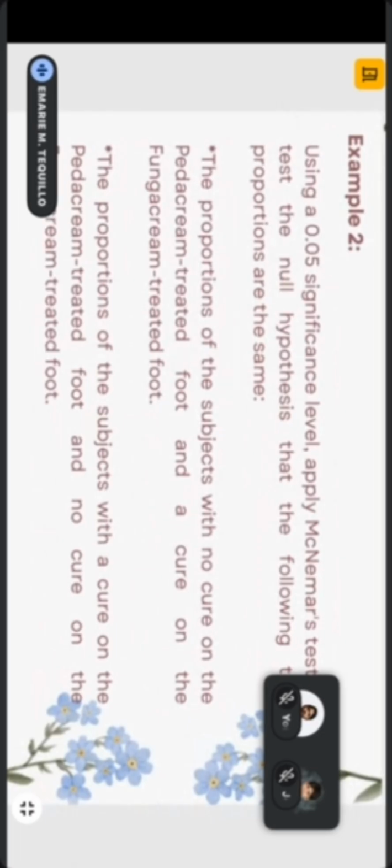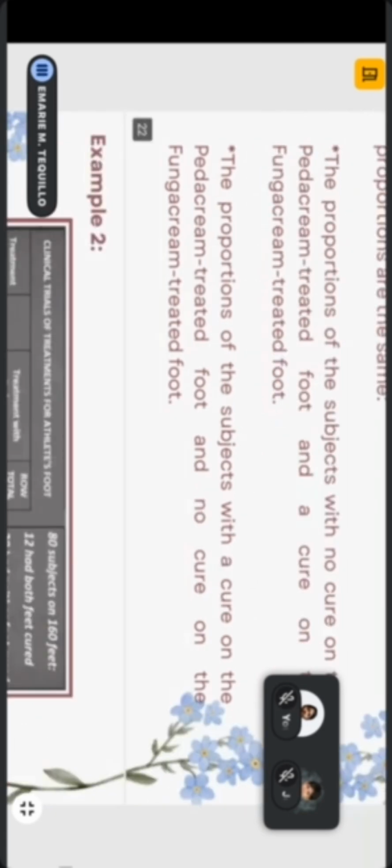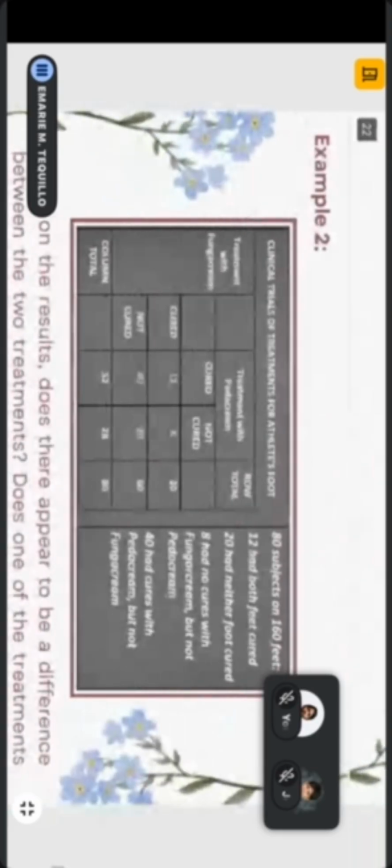Using a 0.05 significance level, apply McNemar's test to test the null hypothesis that the following proportions are the same: the proportion of subjects with no cure on the pedia cream treated foot and a cure on the fungi cream treated foot, and the proportion of subjects with a cure on the pedia cream treated foot and no cure on the fungi cream treated foot. Let's proceed to the next slide again so it is better understood.